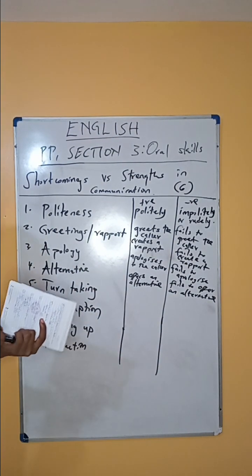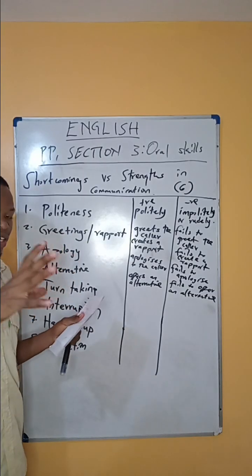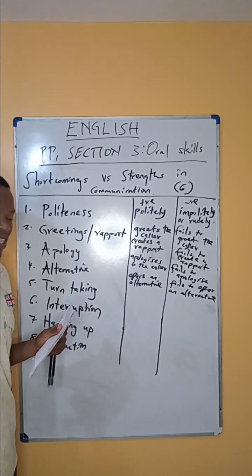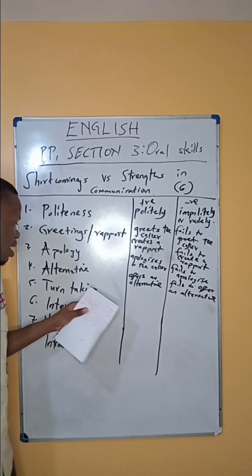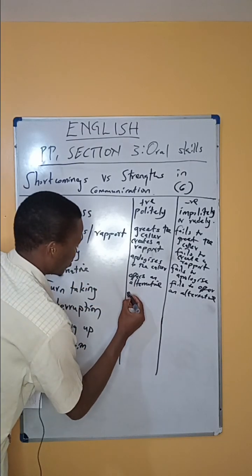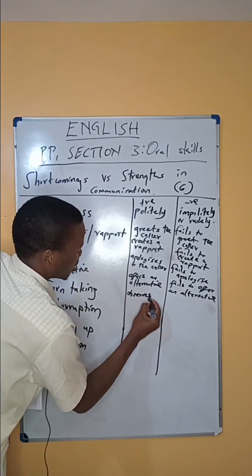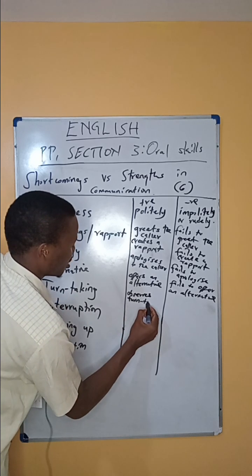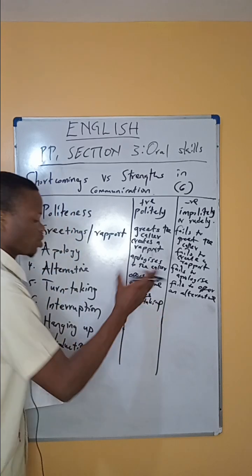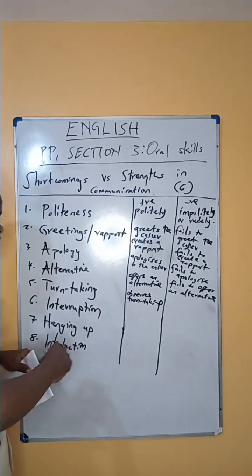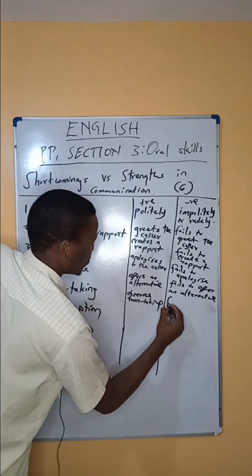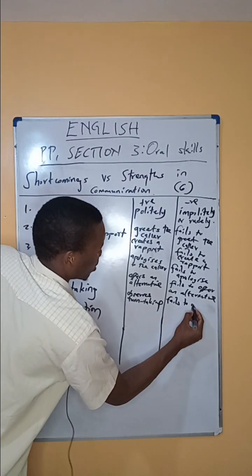Okay, we have turn taking. Turn taking is whereby you let the other person speak until they finish, then you speak. Don't cut them before they finish talking. So this one observes turn taking, so that person A does not interrupt the other person. Here it is what? Fails to observe turn taking.